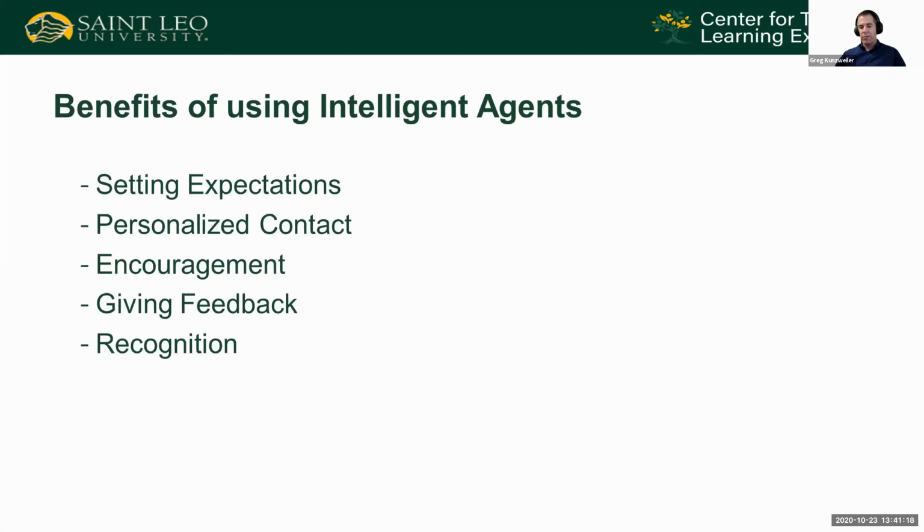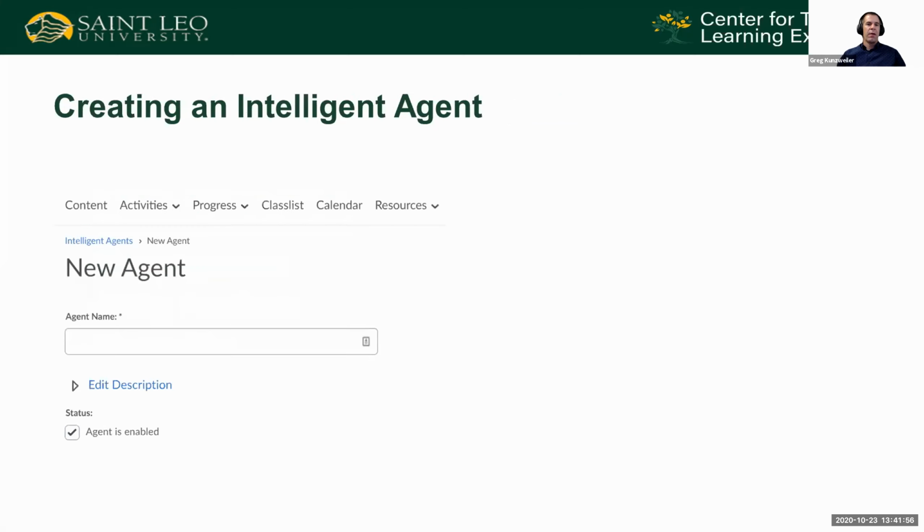Then recognition. I've seen this from some instructors. There's a system in D2L called awards or badges, and you can give awards or badges to these students. Sometimes you may want to recognize them for doing a good job. So if they got a really high score on their midterm or a big project, that could be set up as well, and you can set it up so it automatically gives them one of the award badges in D2L. So those are just some benefits of using the intelligent agents.